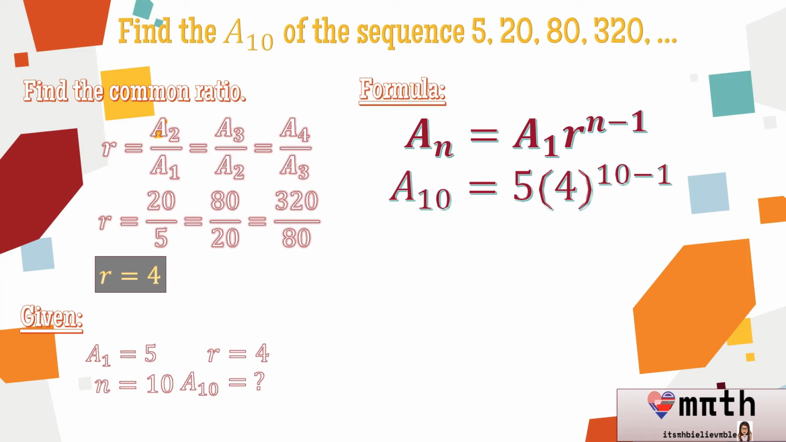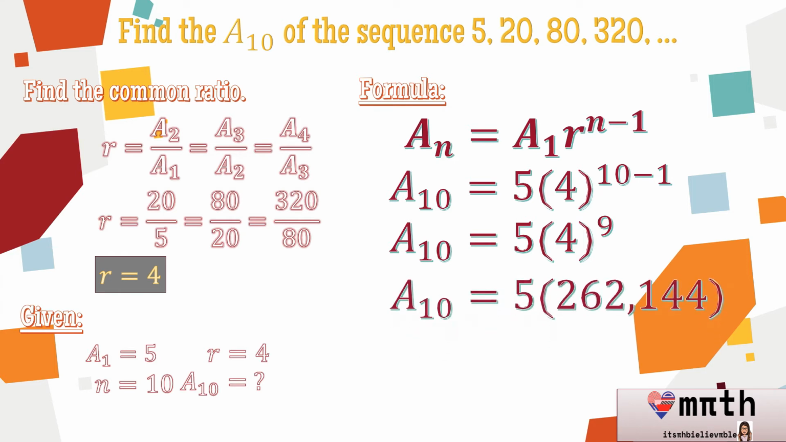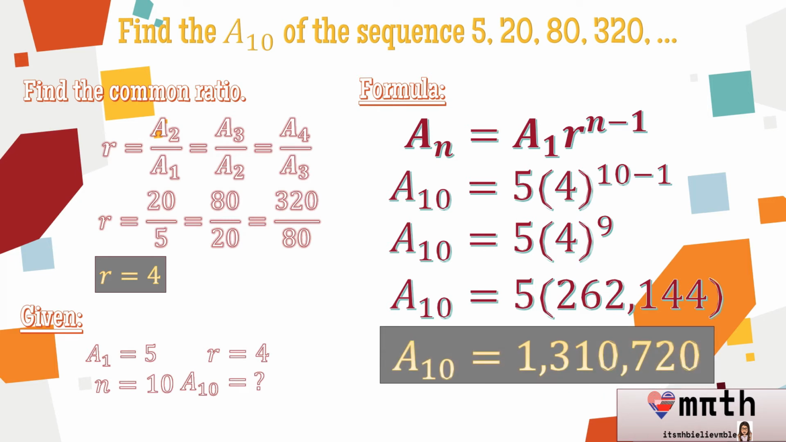In this case, we're going to simplify first the exponent, which is 10 minus 1. That would be 9. Then, 4 raised to 9, meaning to say, you're going to multiply 4 by itself 9 times, which is equal to 262,144. Then, let us multiply this value by 5. That would be 1,310,720. So, that is the value of our a sub 10, or the 10th term of the given sequence.